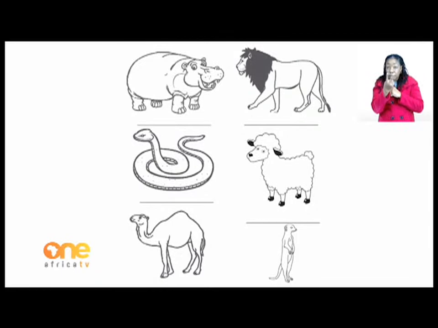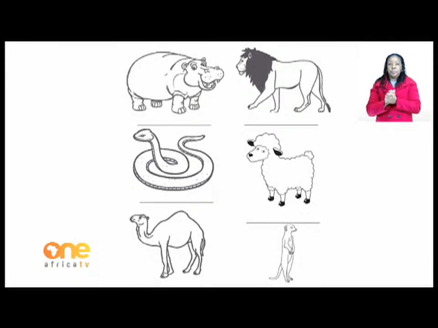Let's look at the next animal, the lion. In which direction is the lion facing or looking? Now draw the arrow to show where the lion is facing. Let's move over to the second row. In the second row, there is a snake and a lamb. Now draw the arrows to show in which direction the snake is facing and the lamb is facing.